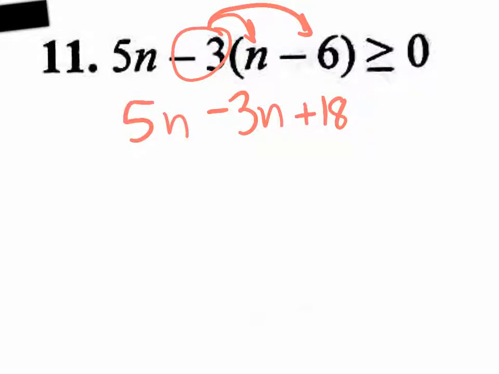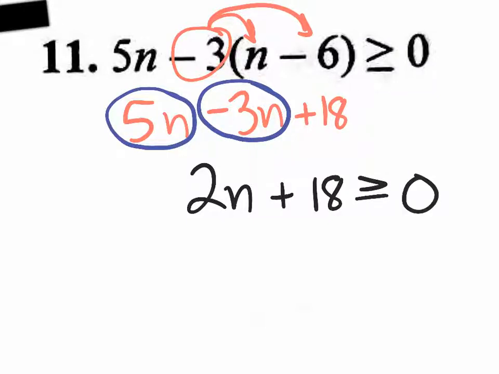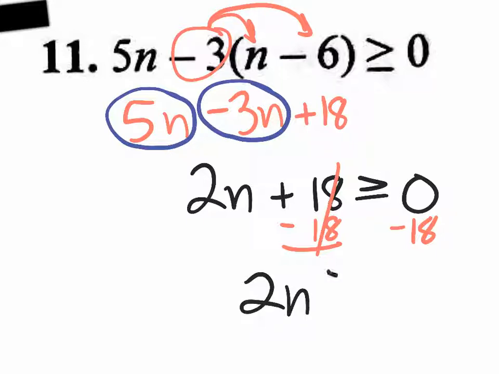After the distributive property, you could try to combine like terms. Out of those 3 terms, you could combine the ones that are alike. The 5n, you could combine it with the minus 3n. And of course, you will get 2n. You just do that in your head. Bring down the plus 18. Bring down the inequality. Bring down the number 0. And let's get n by itself. So all you do is subtract 18 here. Subtract 18. You will have 2n is greater than or equal to negative 18. 0 minus 18 is negative 18.